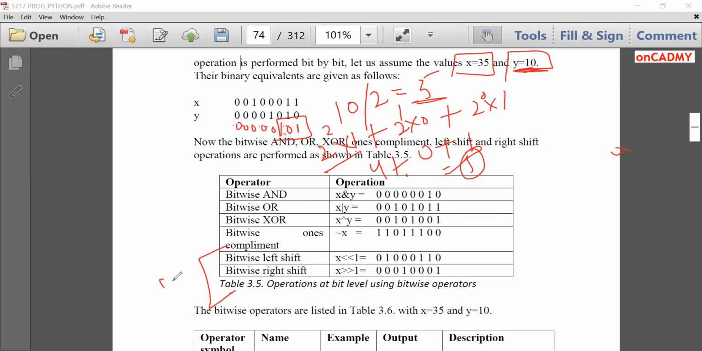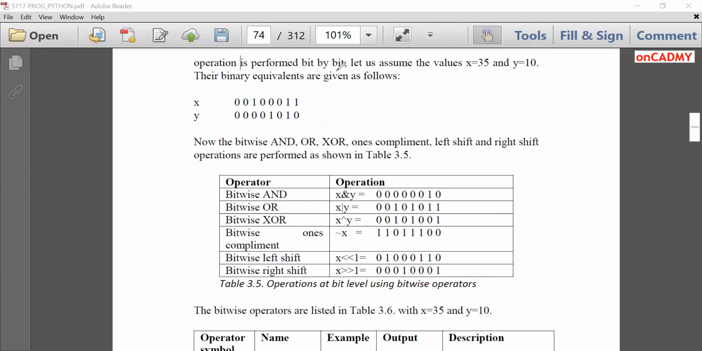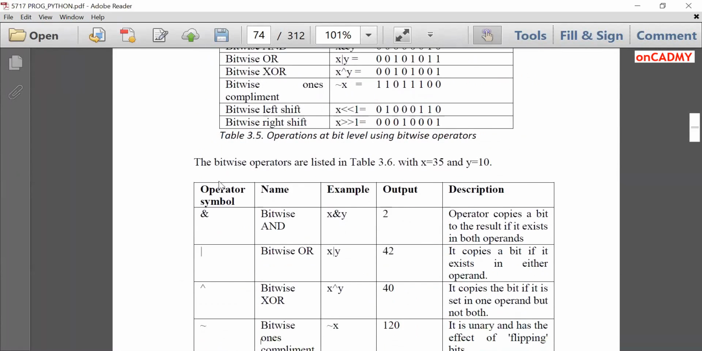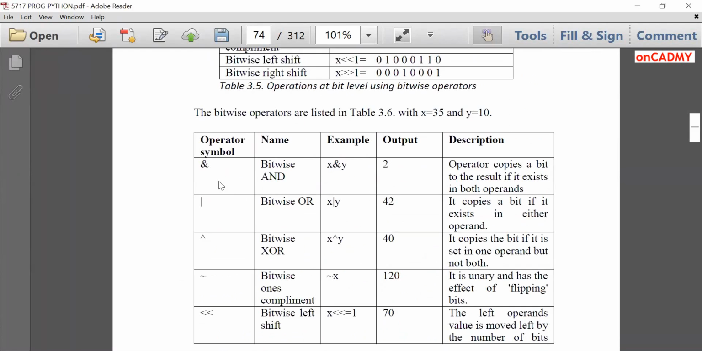So these two operators are very, very important. Here it needs to be correct. Here it should be 0, 0, 0, 0, 1, 0, 1. It needs to be corrected over here. So this is all about bitwise left shift and right shift operators. So this is an example given with respect to these operators, and these are their respective outputs in decimal also.